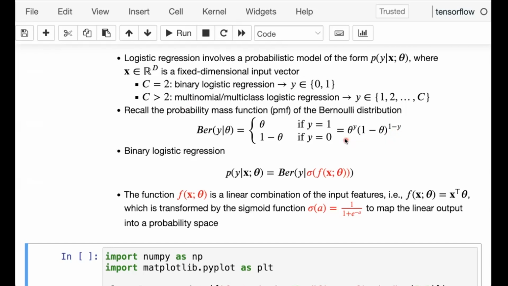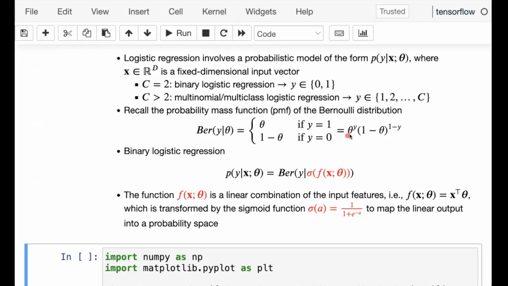And why is that? So if y equals 1, then you see that we get theta raised to the power of 1, which is theta. On the other hand, 1 minus 1 is 0, which means that the second term will be 1 minus theta raised to the power of 0, which is 1. And overall, we get theta times 1, which is theta. And the same thing happens when y equals 0. In this case, we have theta raised to the power of 0, which is 1, and then 1 minus theta raised to the power of 1, which is 1 minus theta. So here is the very compact form of Bernoulli distribution when y can take on two possible values, 0 and 1.